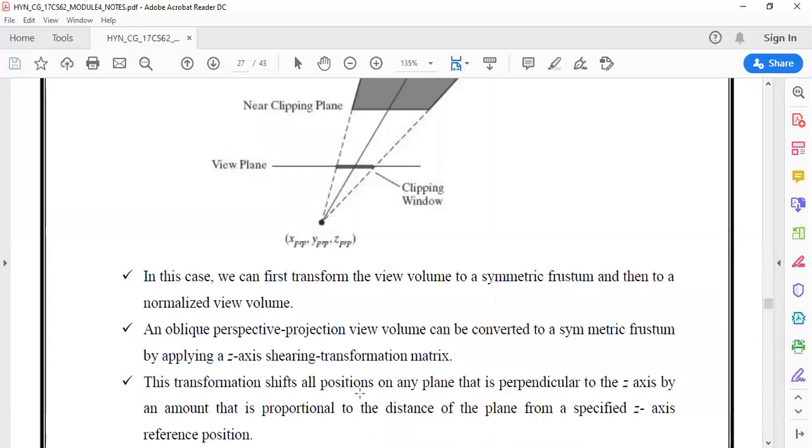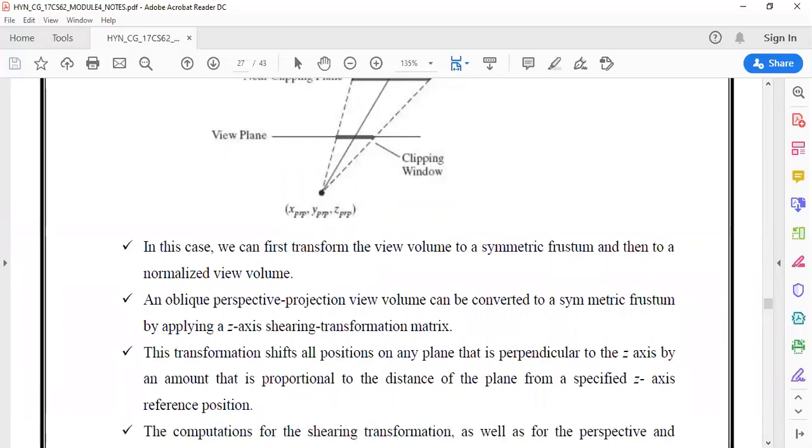Right, so this transformation shifts all the positions on any plane that is perpendicular to the z-axis by an amount that is proportional to the distance of the plane from a specified z-axis reference position. When you perform this z-axis shearing, it will shift all the positions on any plane which is perpendicular to the z-axis. It will shift the values of all the points which are perpendicular to the z-axis by an amount which is proportional to the distance of the plane from the specified z-axis reference position.